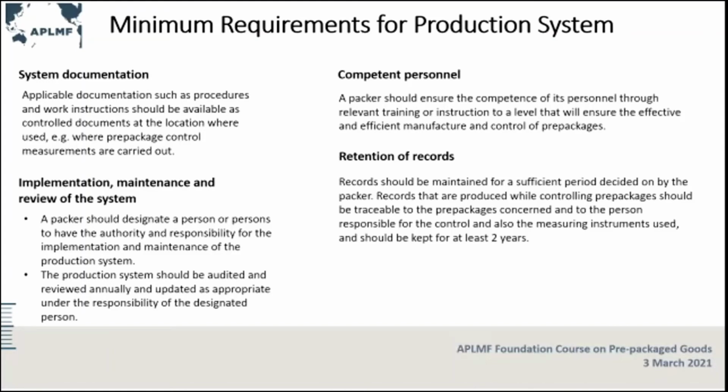And then the next requirement is regarding the records. The packers have to maintain the records of the production. It means the manufacturer should maintain, for a periodic, a month, a year, or some period, a record of everything in the production system itself. The records produced while controlling prepackaged products should be traceable to the package concerned, to the person responsible for the control, and also to the measuring instrument used. The records generally have to be kept at least 2 years. So if there is, for example, a complaint from the consumer, then the government or the manufacturer can trace which batch, which manufacturer has been taken issue with. So this is the minimum requirement for the production system of this quantity certification system.